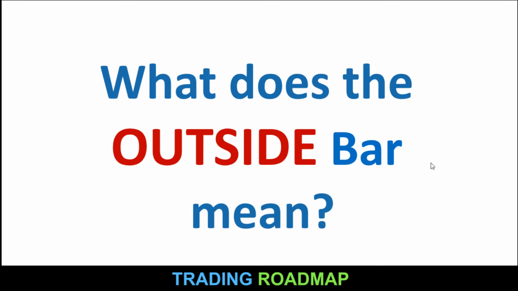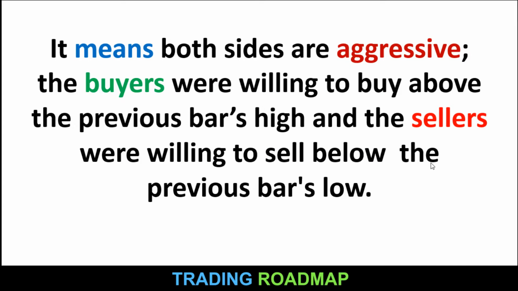Now, what does the outside bar mean? If you think about it, it means that both sides are aggressive. The buyers were willing to buy above the previous bar's high and the sellers were aggressive to sell below the previous bar's low. And I just want to show you exactly what that means.